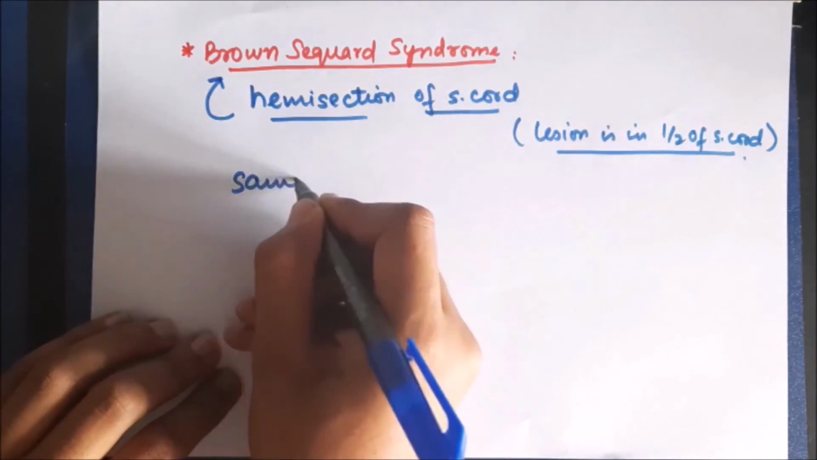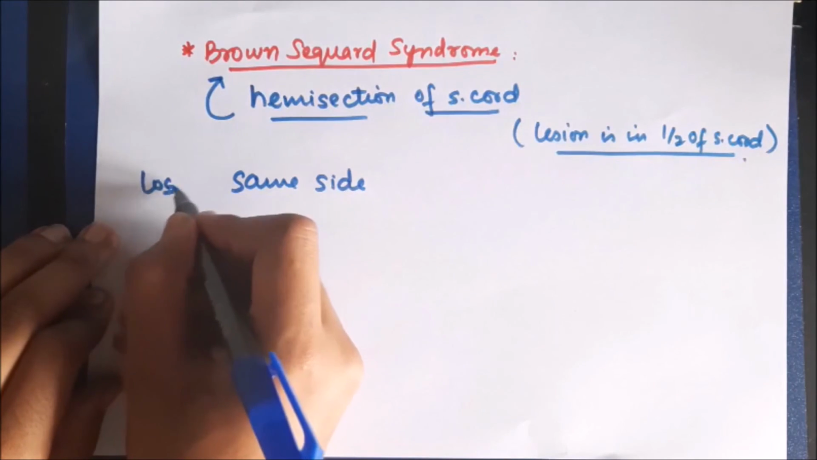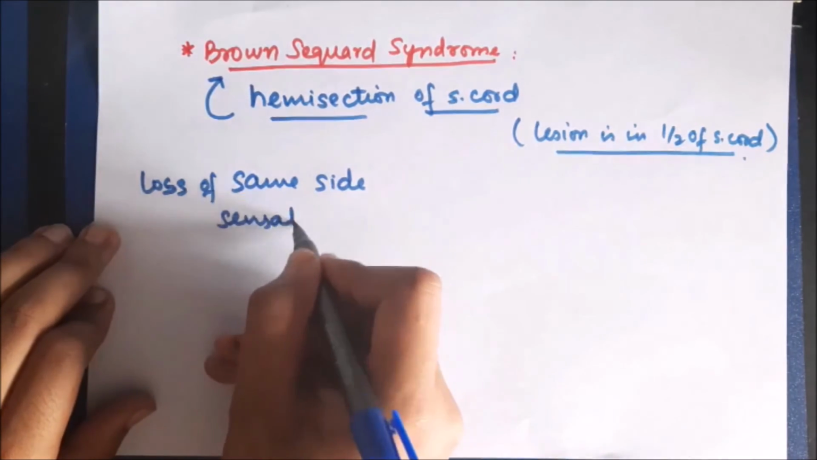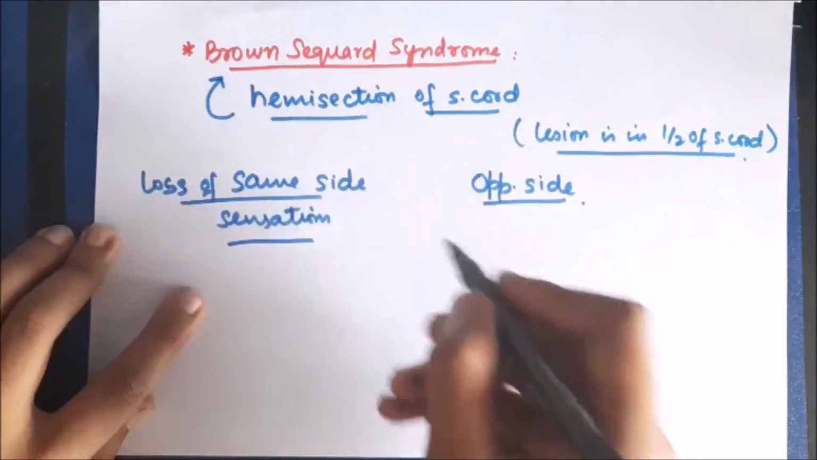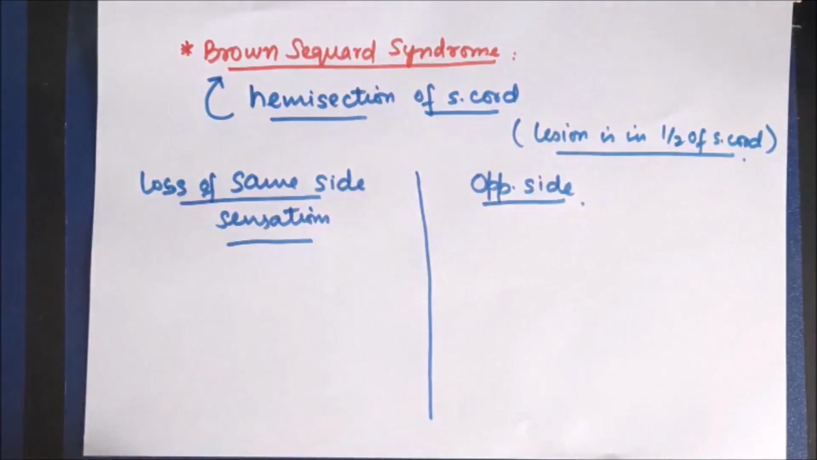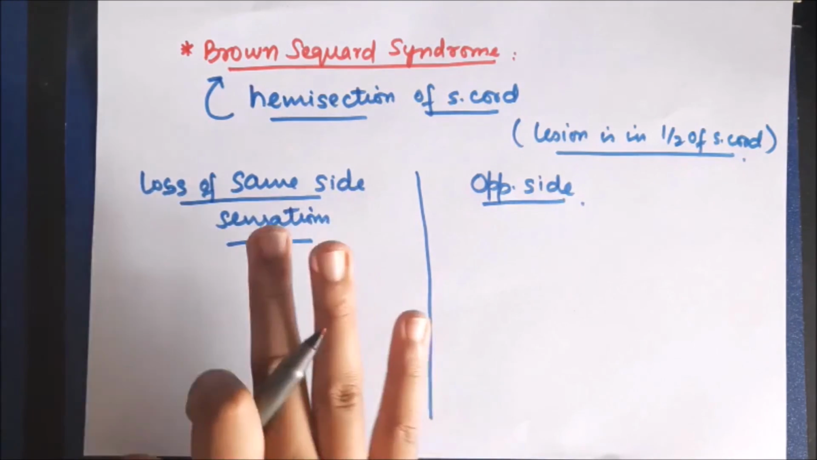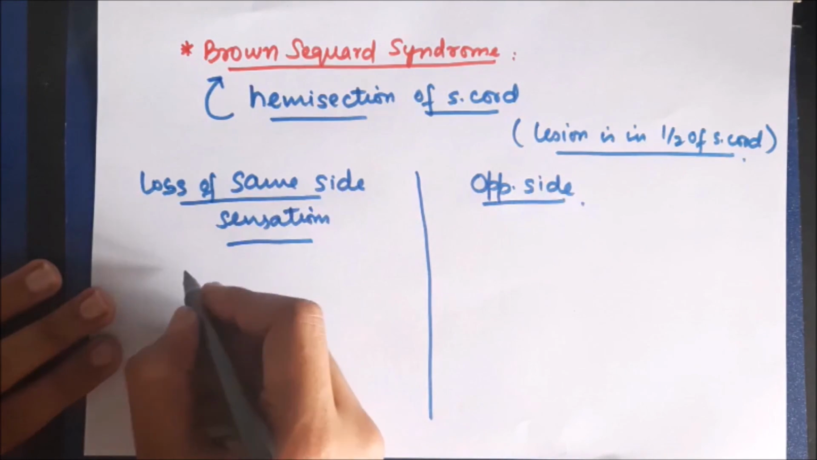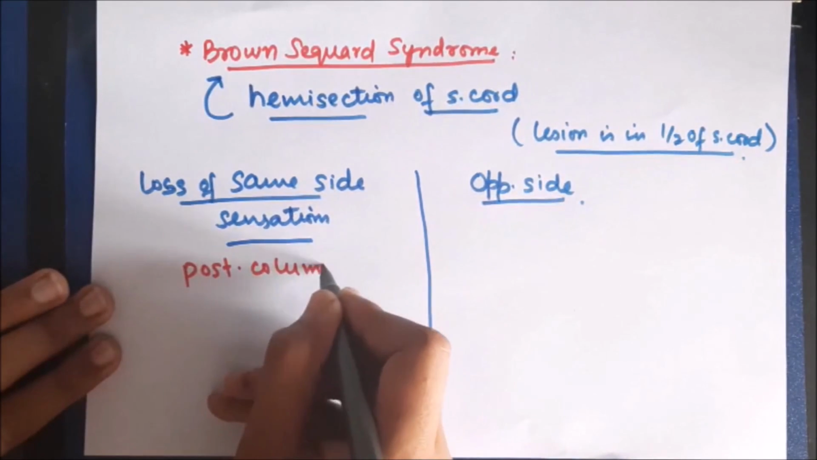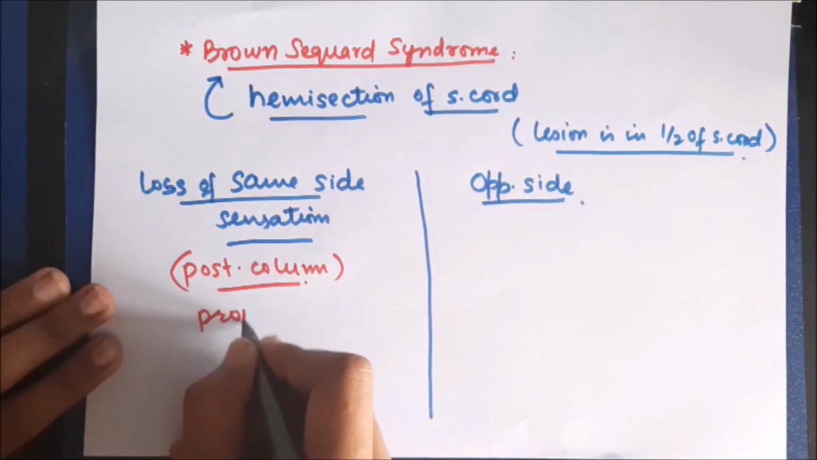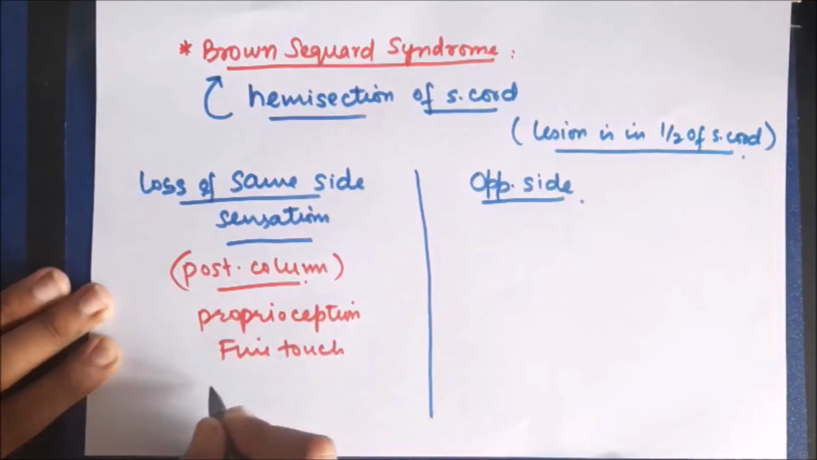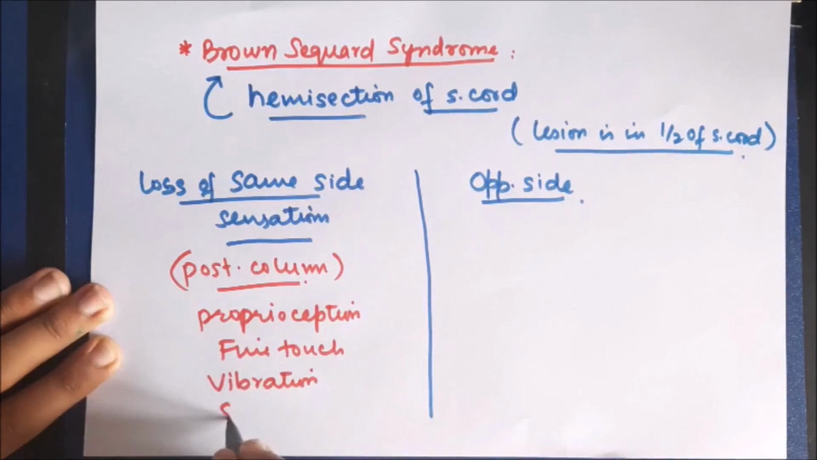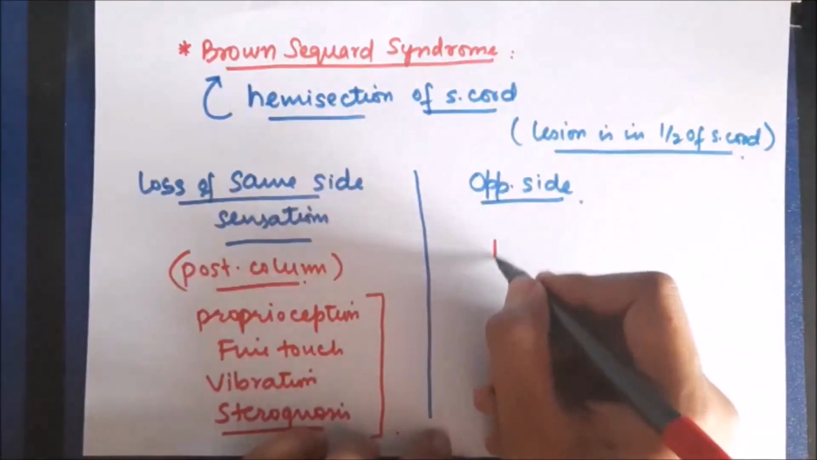Whenever there is hemisection of the spinal cord, there is going to be loss of some sensations on the same side as the lesion, and some sensations are going to be lost on the opposite side of the body, opposite to the lesion. The sensations which are lost on the same side, logically, are the sensations which are not crossed in the spinal cord. These are sensations carried through the posterior column, because this column crosses in the medulla. So the sensations of proprioception, fine touch, vibration, two-point discrimination and stereognosis are all lost on the same side as the lesion.